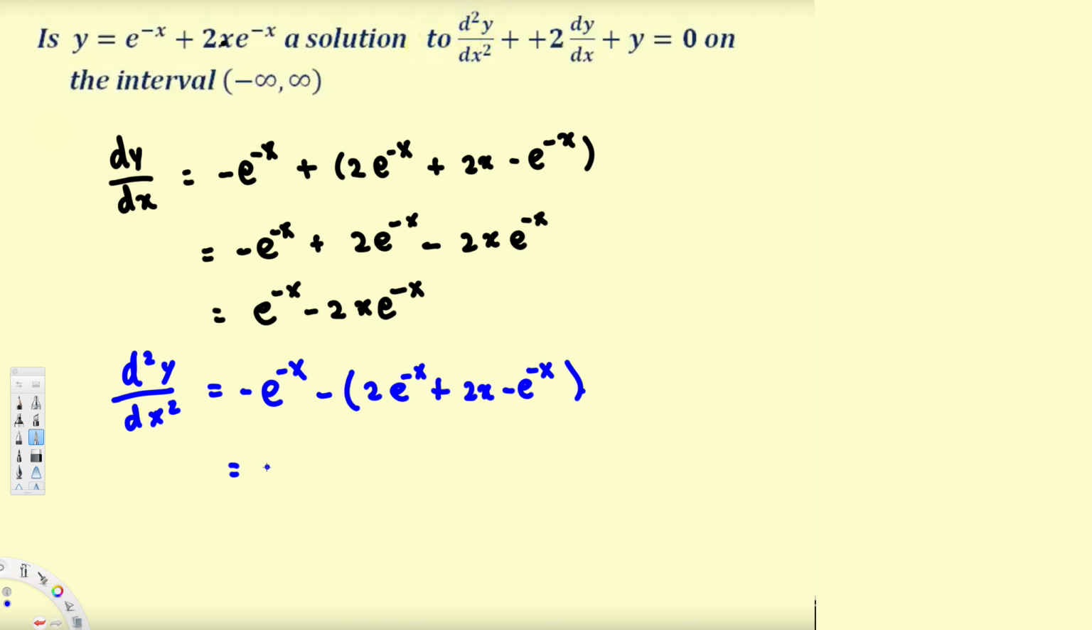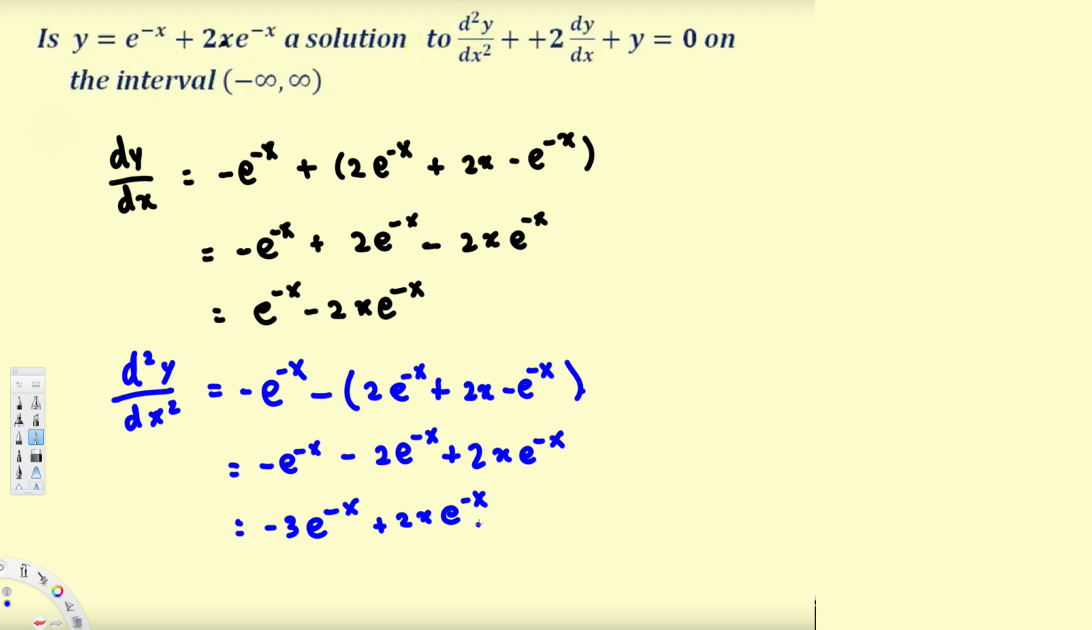Now let's simplify this one. This is going to be negative e power negative x minus 2 e power negative x, and here this minus with this minus is going to become plus. Here we have minus already, so this minus is going to make this one plus, so it's going to be plus 3x e power negative x. If we combine them together, here it should be 2x, right? So this is minus 3 e power negative x plus 2x e power negative x, so this is going to be our second derivative.